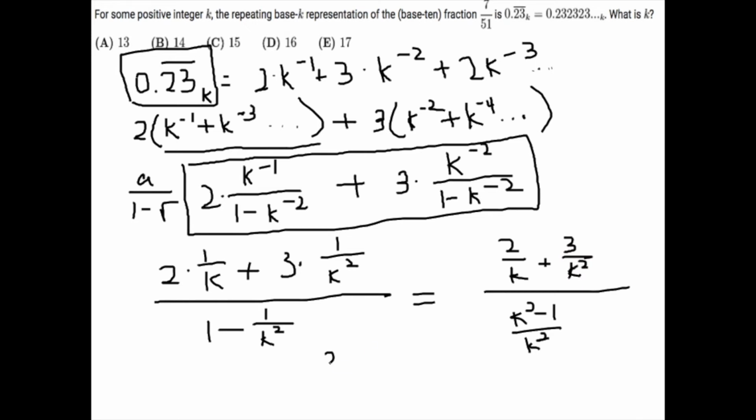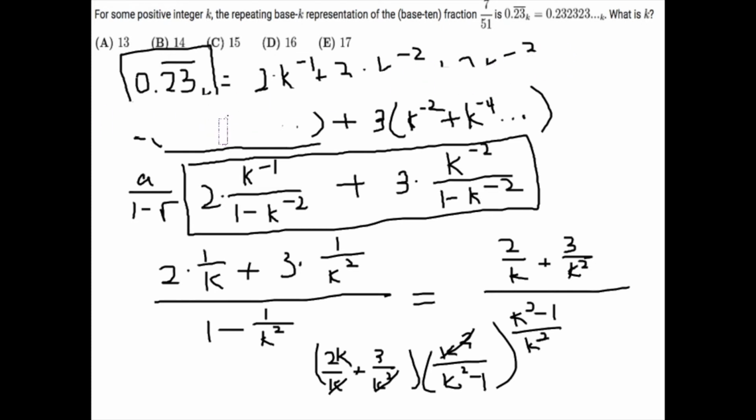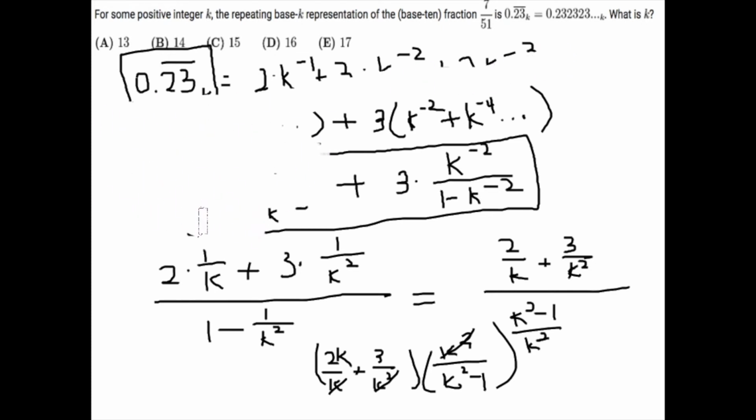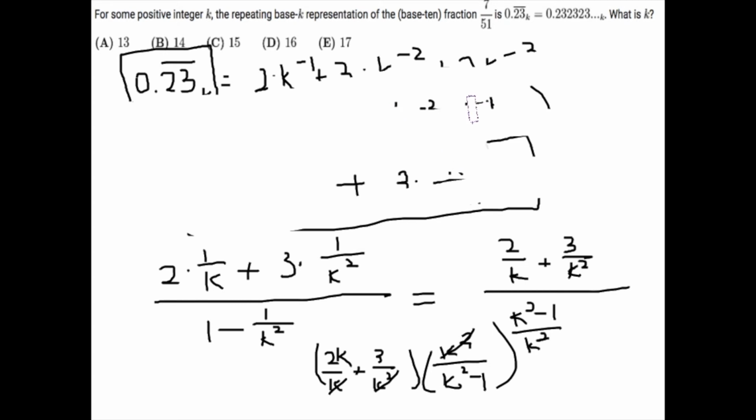This is going to be equal to 2 over k plus 3 over k squared times the reciprocal, which is k squared over k squared minus 1. This cancels with that and this, leaving k up here. So basically, I'm going to make some room. Hopefully you remember what I did. If not, you can go back in the video.